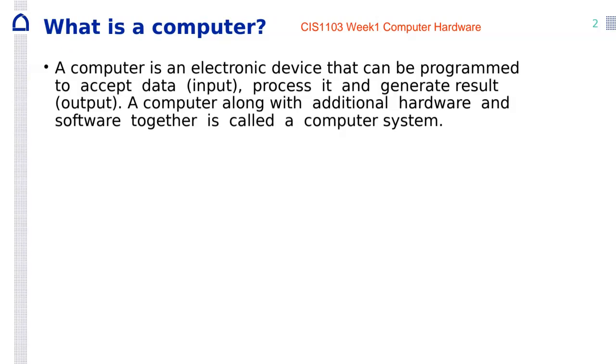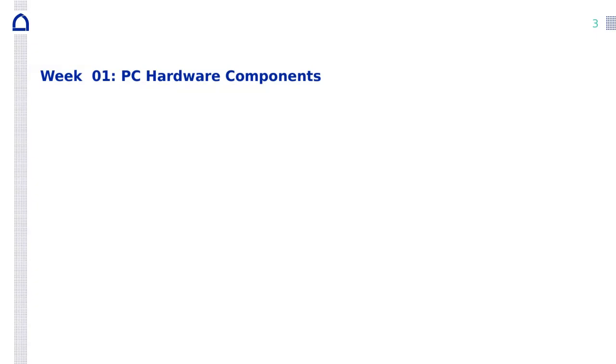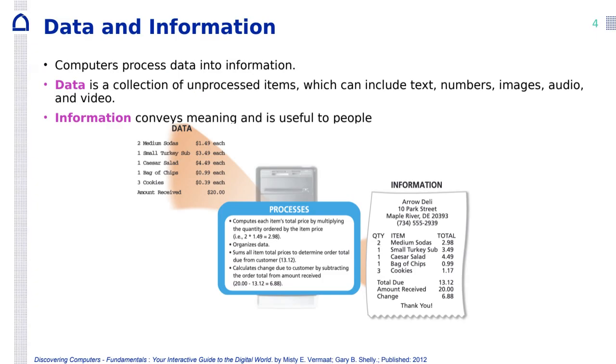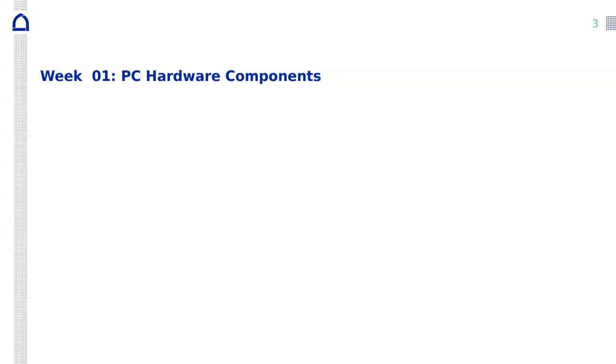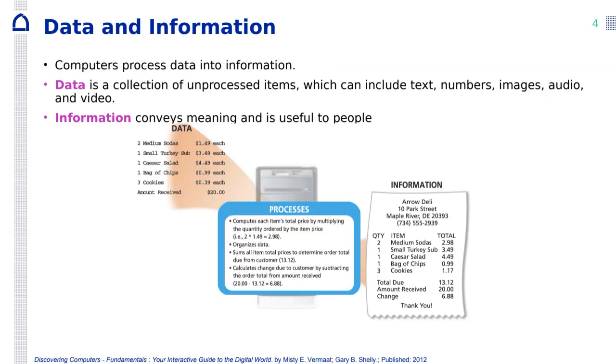The computer, along with the additional hardware and software, is called a computer system. So computer and extra hardware or software applications is called a computer system. Okay? Now we will learn about some computer components. Okay? Let's talk first about, we said that the computer processes data.